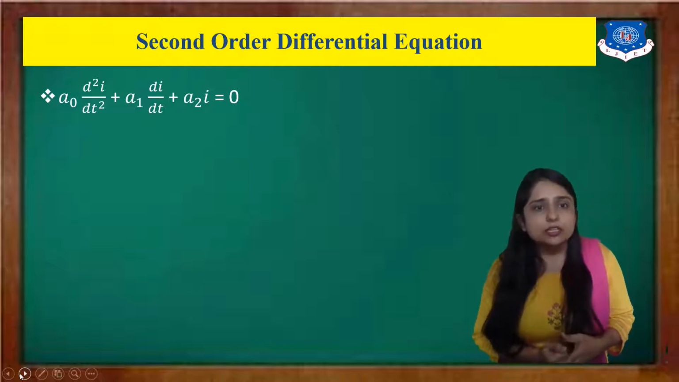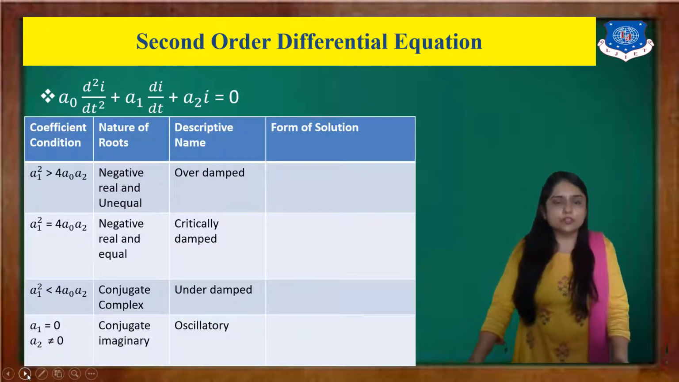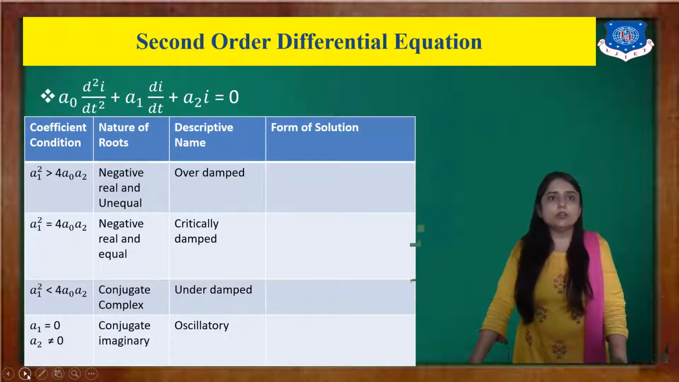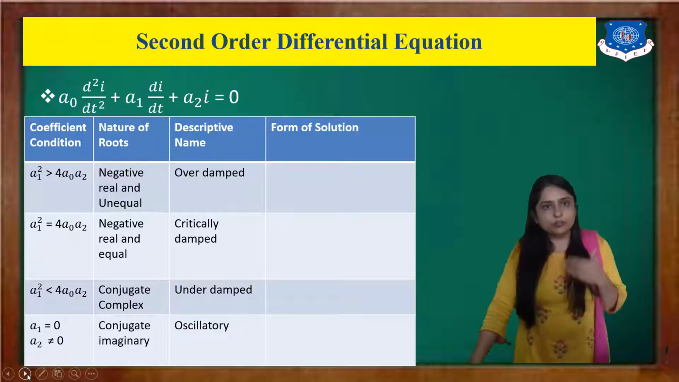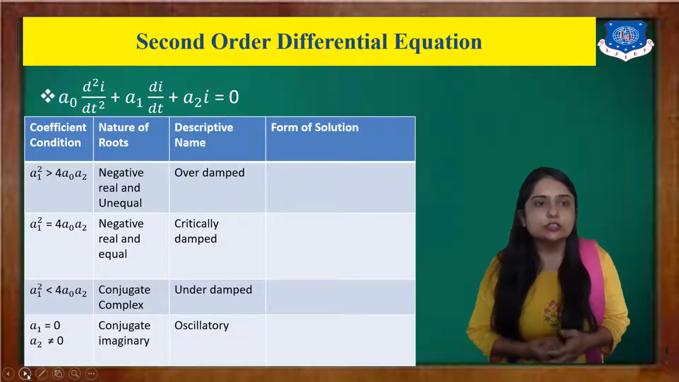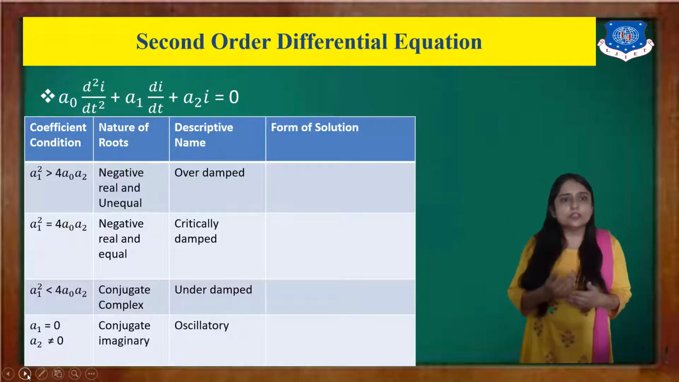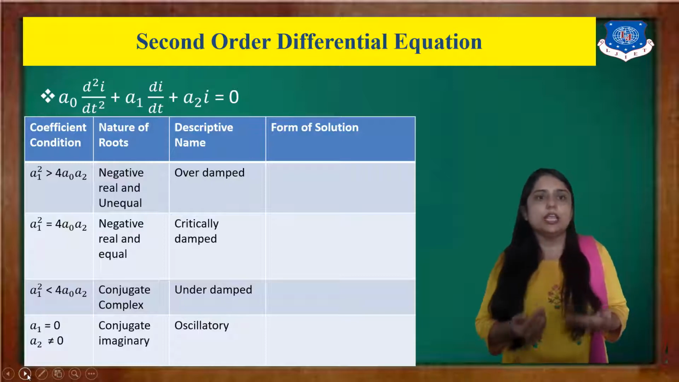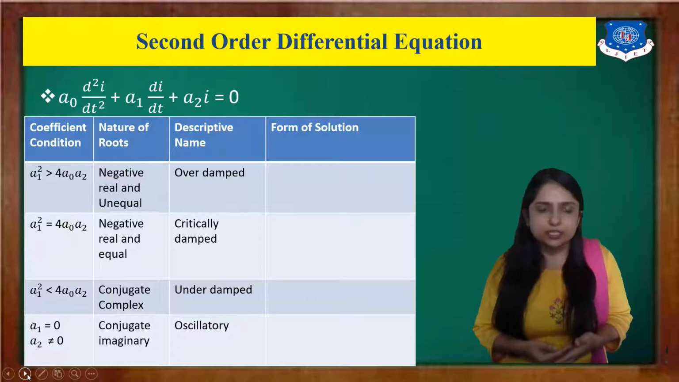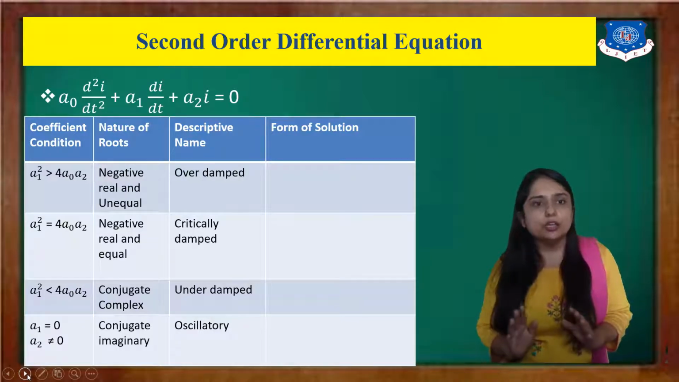Now based on this, we have one standard table, a standard solution. First of all, we will find out the roots of this second order differential equation, or you can just compare the coefficients. In the first case, consider A1 square greater than 4 A0 A2, where A0 is the coefficient of the double derivative, A1 is the coefficient of the single derivative, and A2 is the coefficient of i.